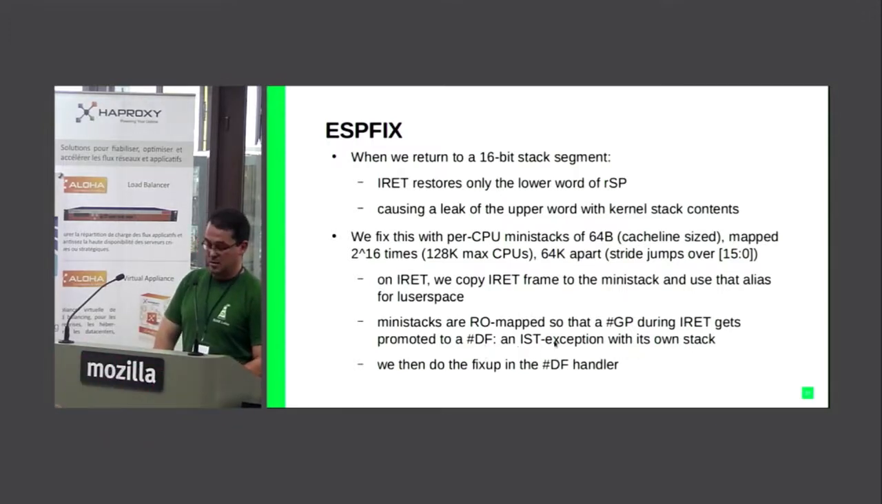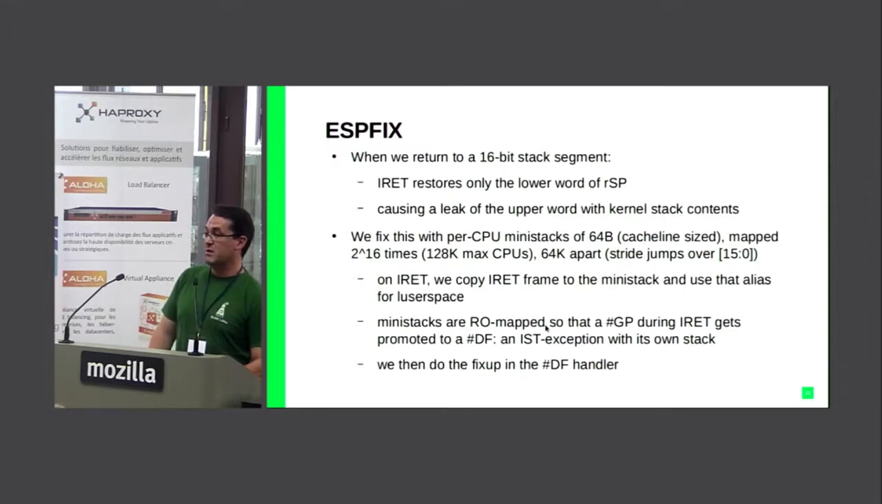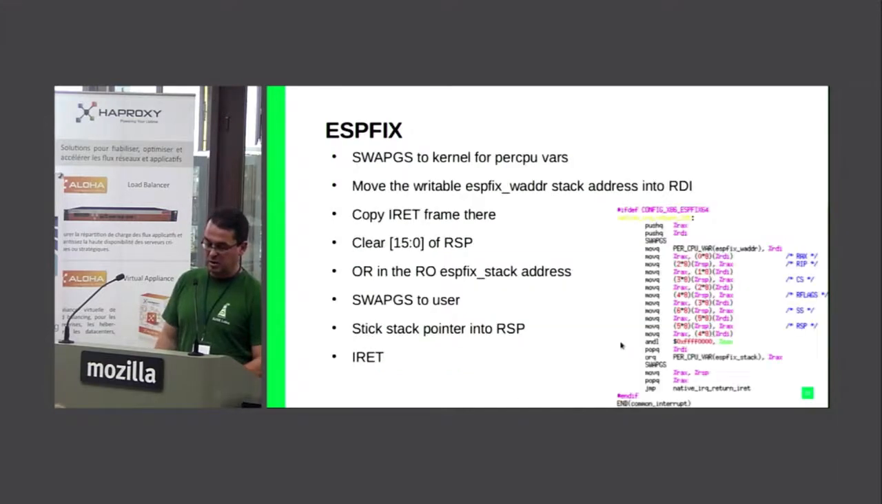And a known stack, like a separate stack, is this thing called IST. You can have seven separate stacks for different exceptions, which are critical and should run on their own stack. And one of them is a double fault, and the other one is machine check. And then we do the fix up in the double fault handler.